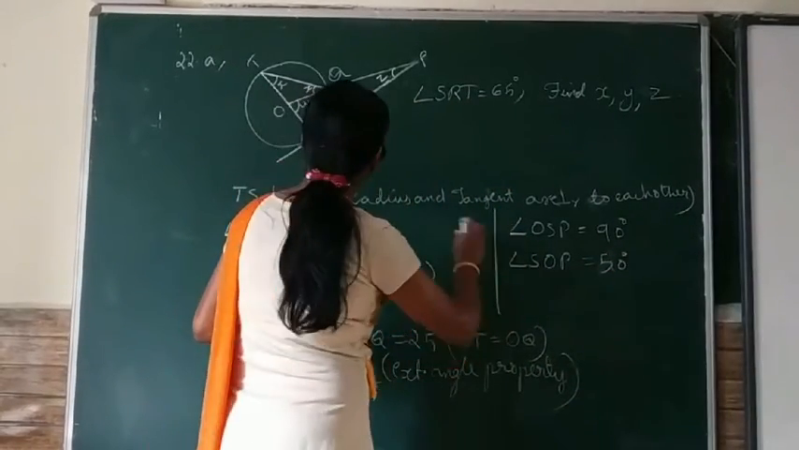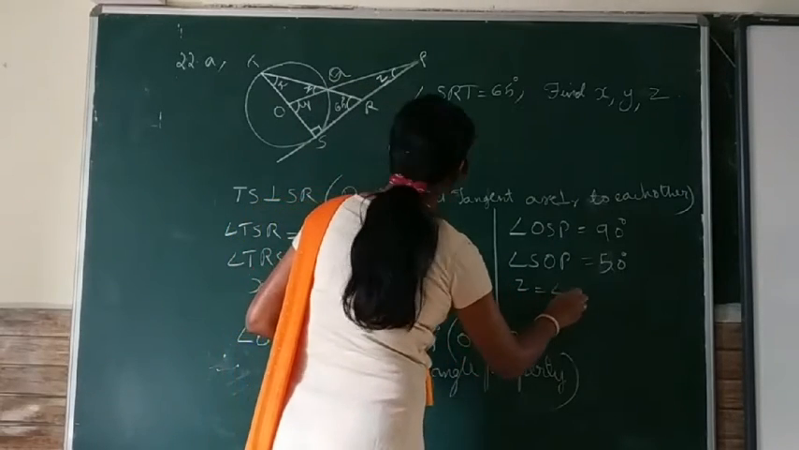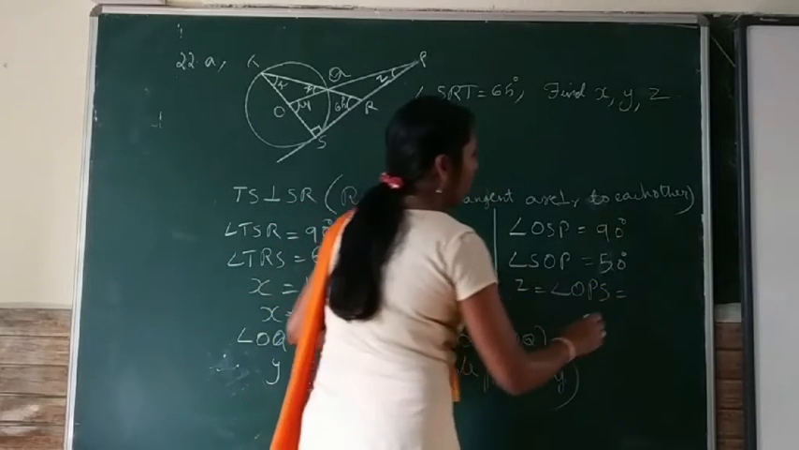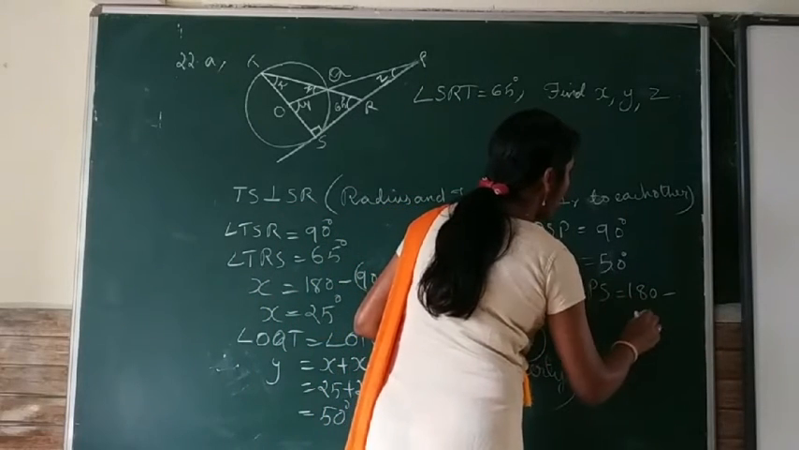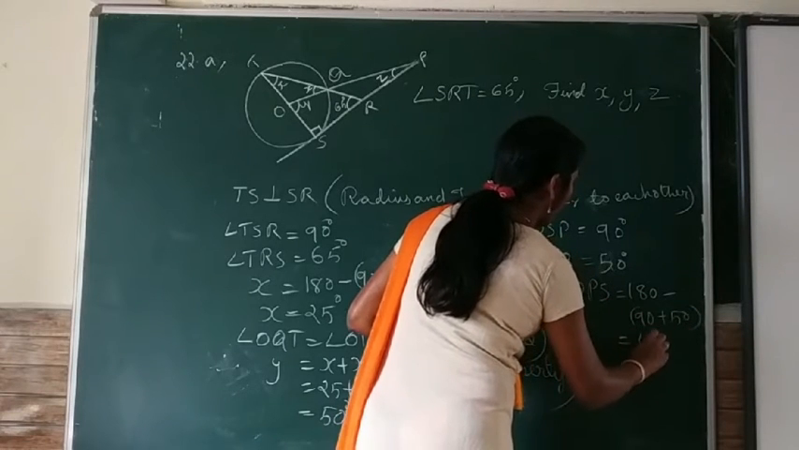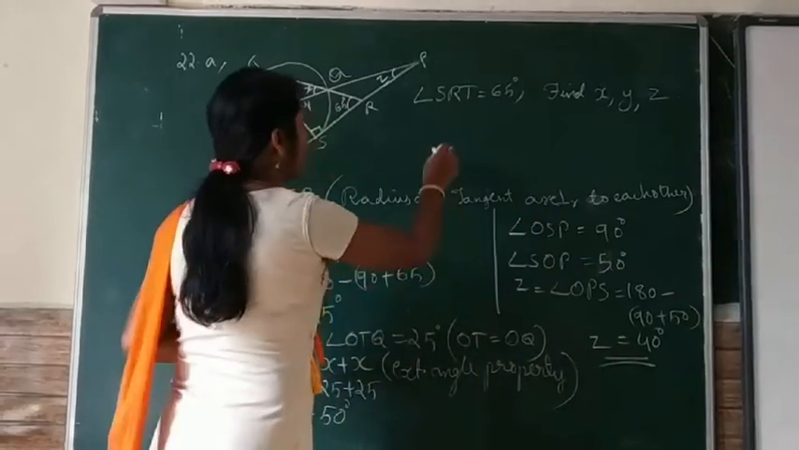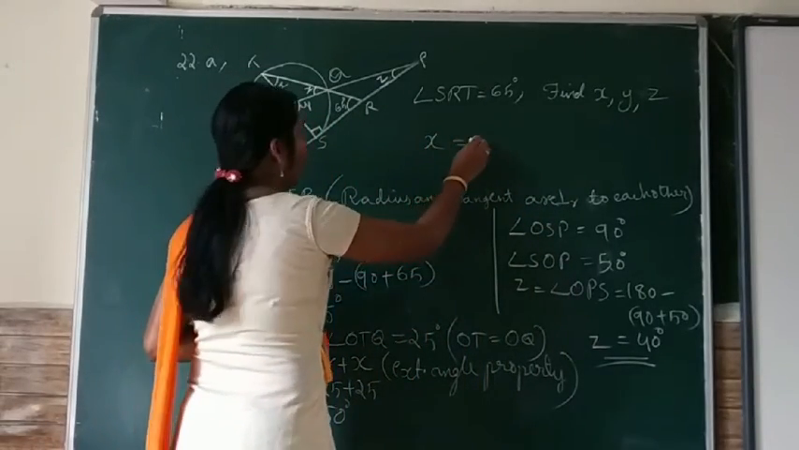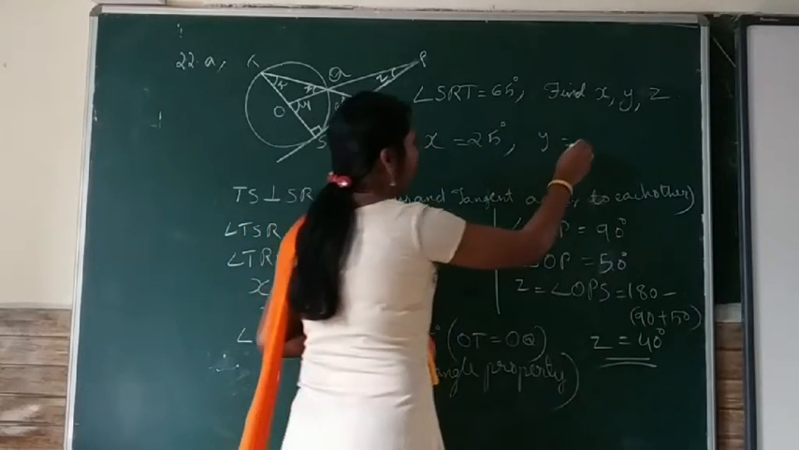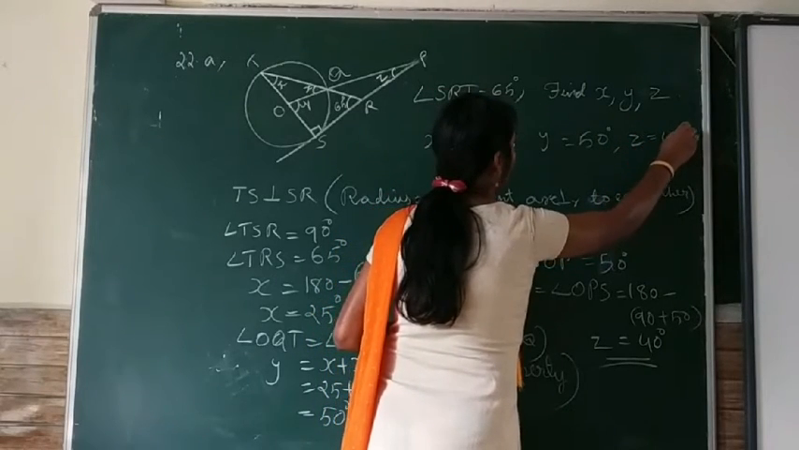Now Z is equal to angle OPS, is equal to 180 minus (90 plus 50). That is equal to 40 degrees. Therefore, the value of Z is 40 degrees. X is equal to 25 degrees. Y is equal to 50 degrees. And Z is equal to 40 degrees.